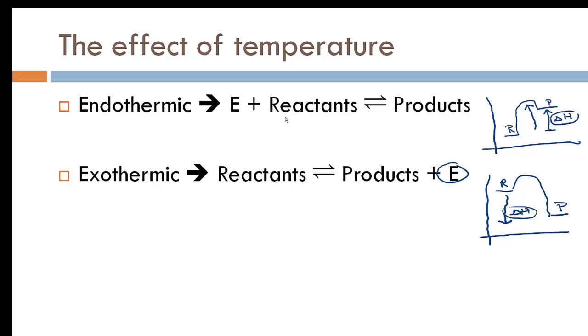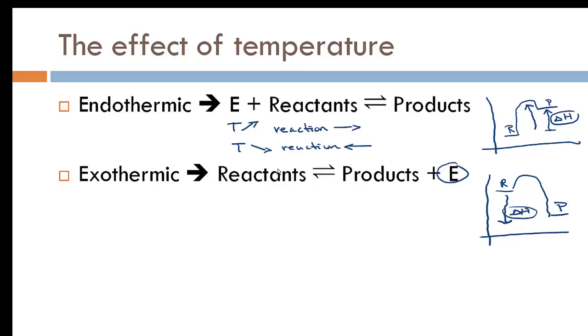So reactants plus energy makes product. That's endothermic. That means if temperature goes up, that's my little arrow for increasing, by the way, the reaction shifts to the right. If temperature goes down, the reaction shifts to the left.